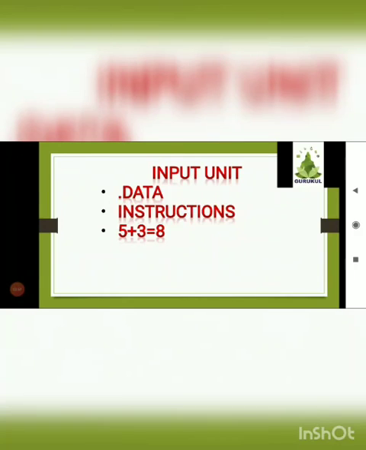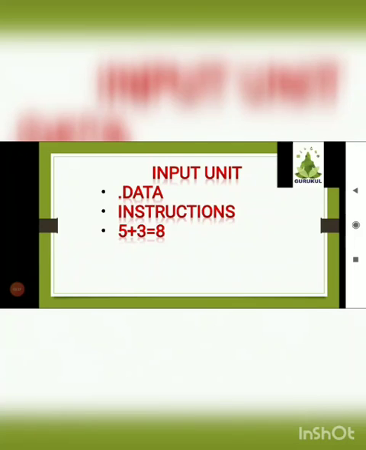So input means whatever that we are giving to the computer system to do, that is the input unit. What are we giving? We are giving the data and instructions. So what is data? Data means the raw collection of facts and figures, numbers, letters, those are known as the data. And what do you mean by instructions? What to do with the data, that is known as the instructions.